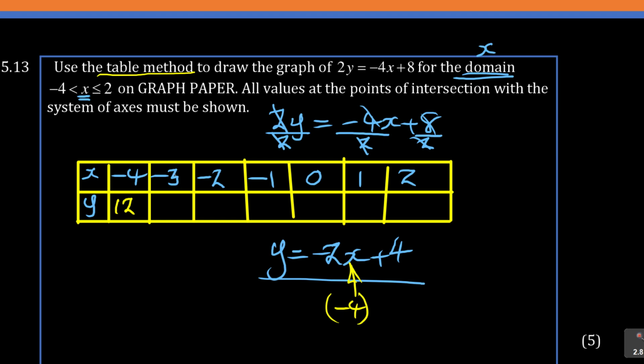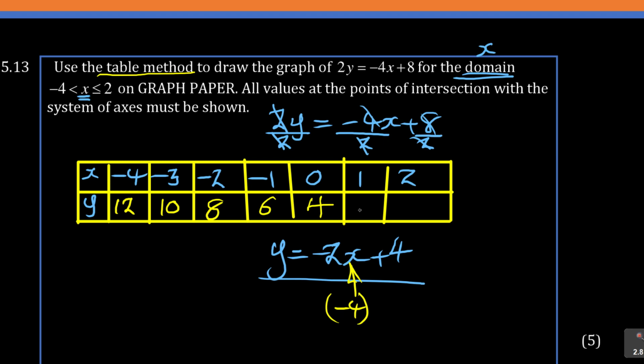Now put minus 3 instead of minus 4. Minus 2 bracket minus 3 bracket, plus 4, equals 10. Okay, now do minus 2: it equals 8. Then minus 1 gives us 6. And then 0 gives us 4. Yes, and 1.